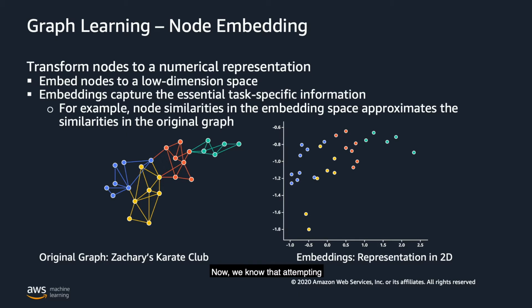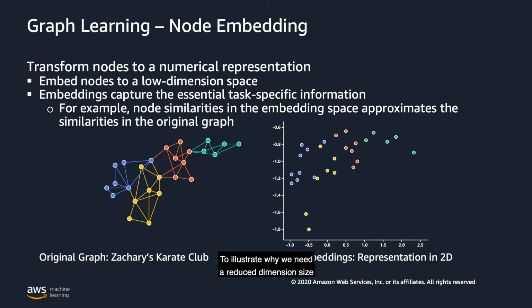Now, we know that attempting to solve node classification using machine learning requires representing the nodes numerically in a way that's useful to the downstream machine learning model. This numerical representation for the node is also called a node embedding. Usually, a node embedding is a dense numerical representation in a continuous vector space with a much smaller dimension than the cardinality of the original graph.